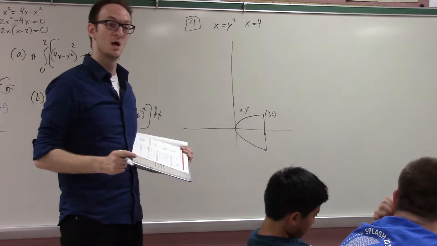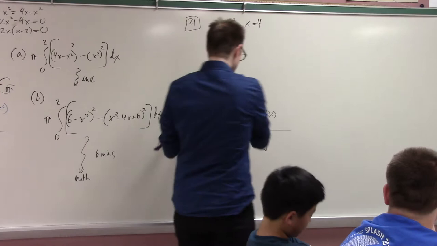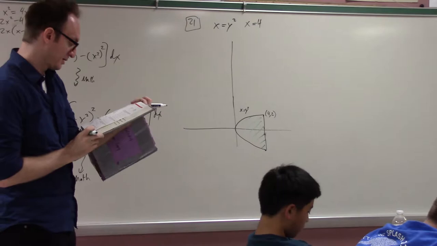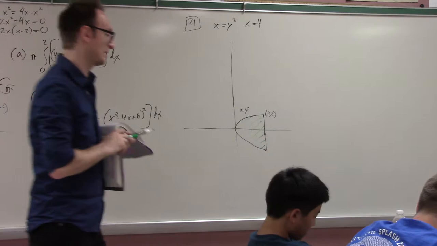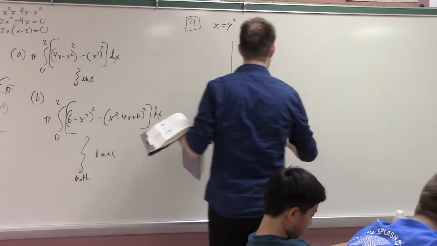Your silence means yes. Who knows what it is? All right, so that is the region enclosed by x equals y squared and x equals 4. And now what I need to do is I need to rotate this sucker about the line x equals 6. So that's 6.